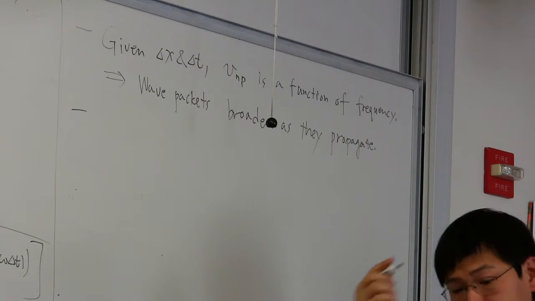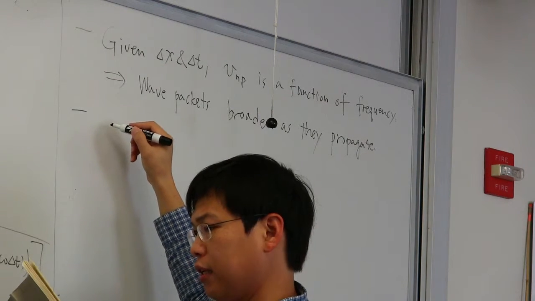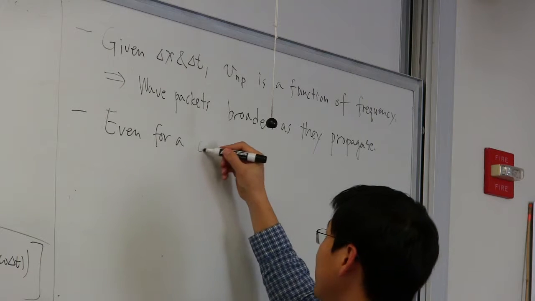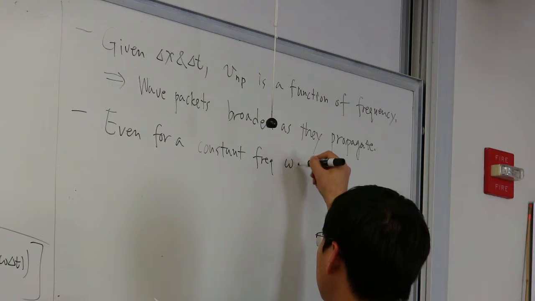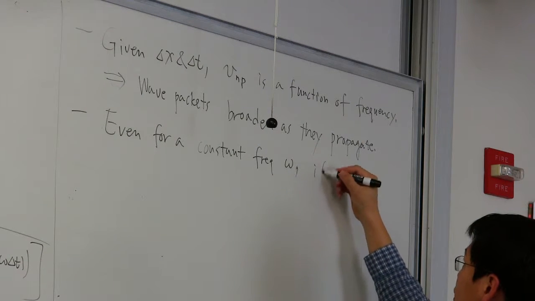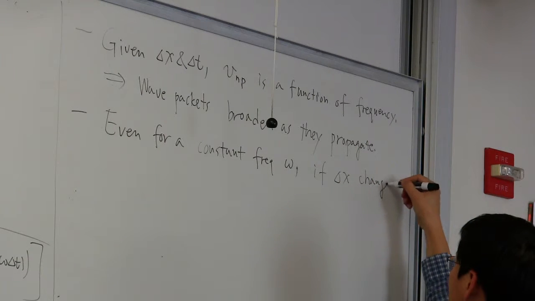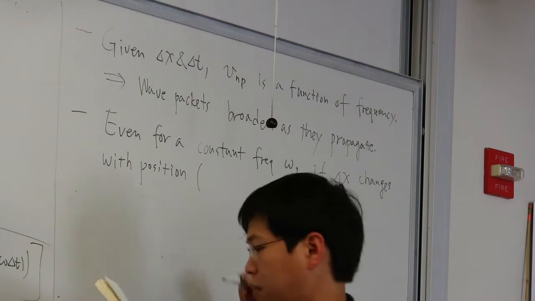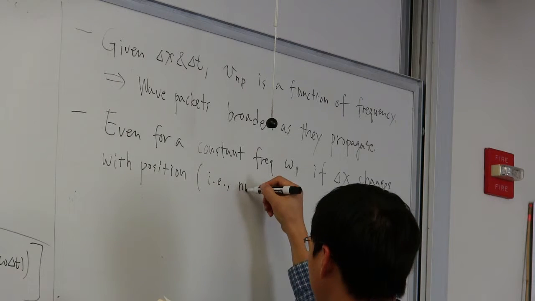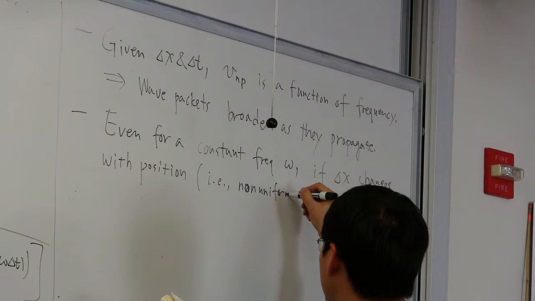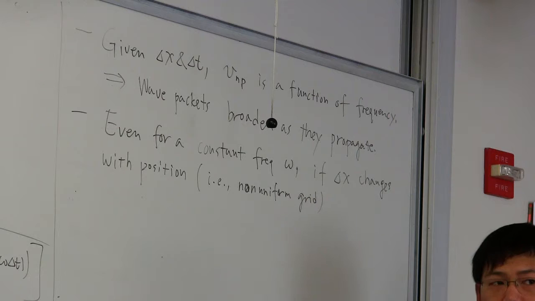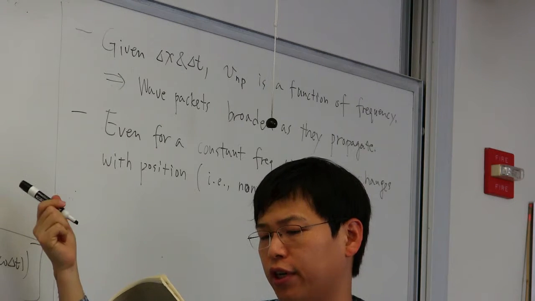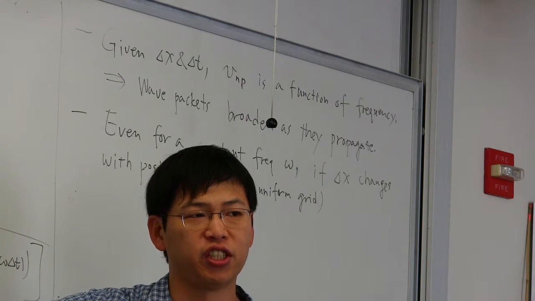Another consequence is that even for a constant frequency omega, if delta x changes with position, so if delta x is a function of position, then even for constant frequency, the numerical phase velocity changes as a function of position.